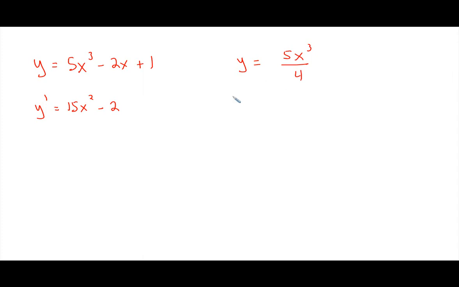So for this problem, we want to rethink it, and let's say we rewrite this as 5 over 4 times x to the third. These two mean the same thing, right? But when you rewrite it like this, you should recognize that I can use the power rule to find this derivative, which makes finding the derivative a lot easier. So we have y prime is equal to 15 over 4 x squared. Super easy derivative using just the power rule and avoiding the quotient rule.